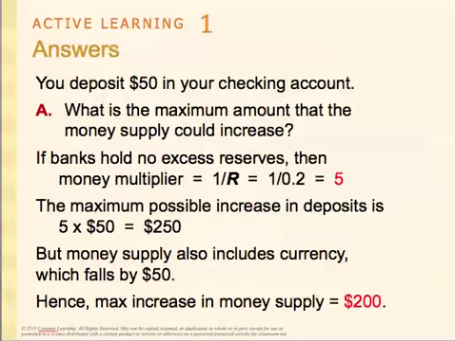Interesting. Let's take a look at the first one. You deposit $50 in your checking account. What is the maximum amount that the money supply could increase? If the bank holds no excess reserves, then the money multiplier, 1 divided by R, equals 1 divided by 0.2. Okay, they're holding no excess reserves. They're doing the minimum, okay?